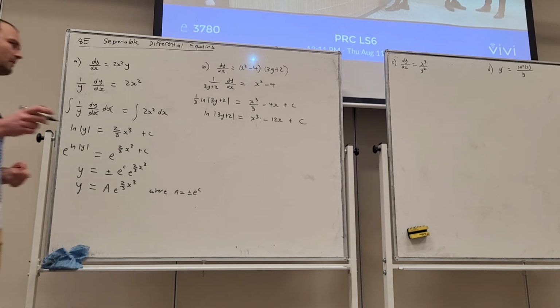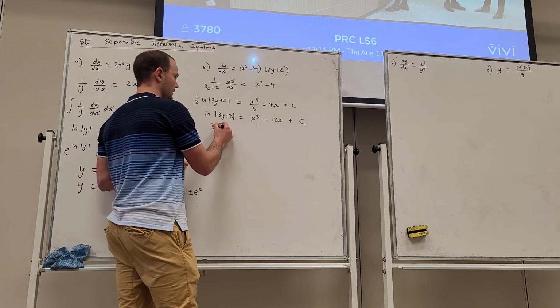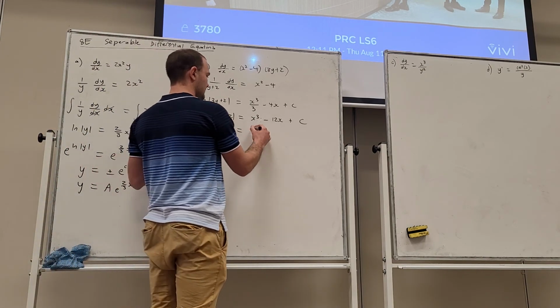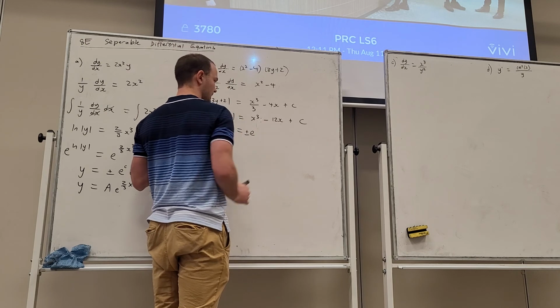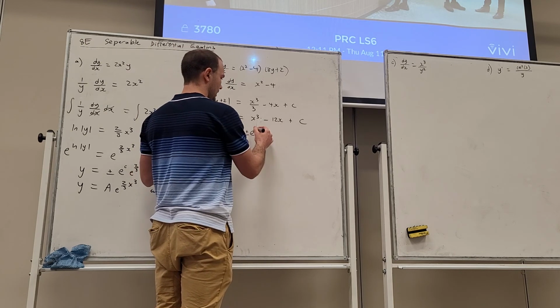We'll put e to the power of both sides. So what we're going to have then is 3y plus 2 is equal to plus or minus e to the c, and I'll split it.